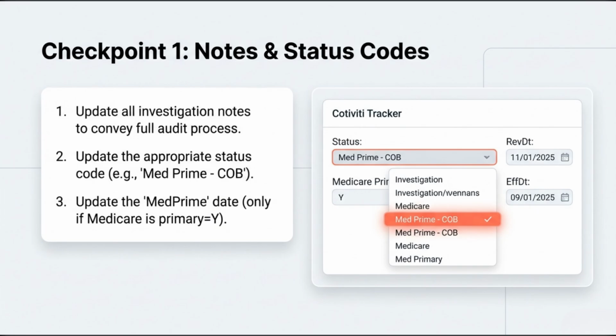Then we have Rule 2. Update tracker note to include primacy reason and/or policy effective date. This is all about clarity and detail.